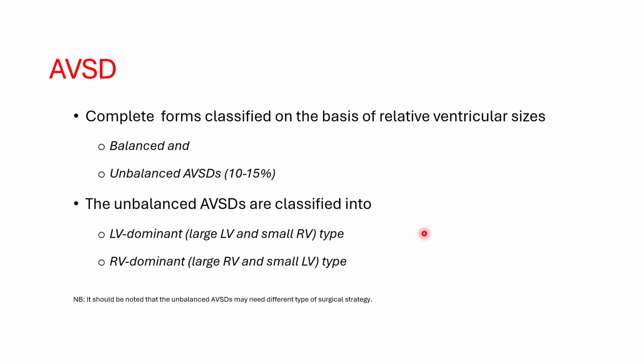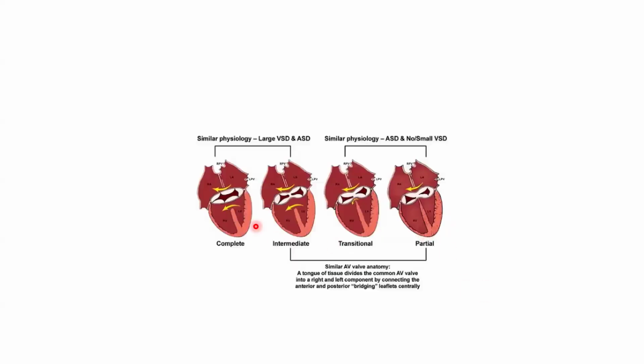Now, in addition to that classification, the complete ones are further classified as balanced or unbalanced AVSDs, and that is based on the relative size of the ventricles. So you can have a complete one where the ventricles are of the same size, so they are balanced, or they are unbalanced, and you can see from here that the right ventricle is larger than the left ventricle. So this is an unbalanced AVSD with an RV dominant ventricle.